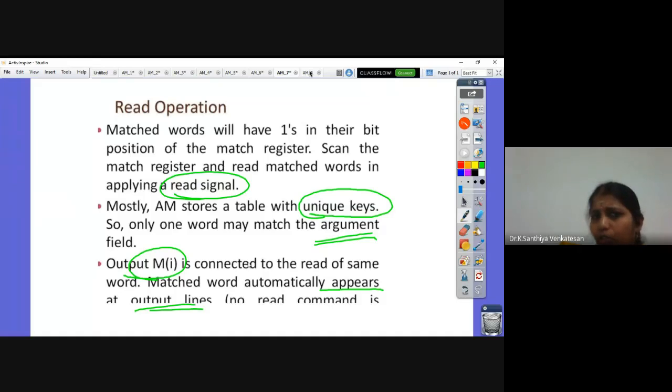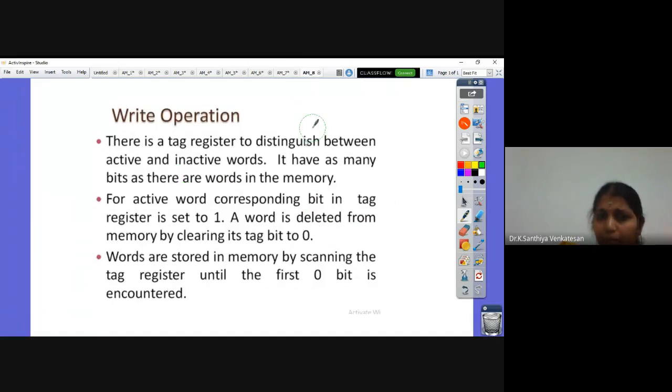Okay, so the read and write operation is also very easy and very simple. It will take very little time as well. And one extra register is involved in the write operation, apart from the argument register, key register, and the match register. Apart from all these registers, we have another important register, which is called the tag register.